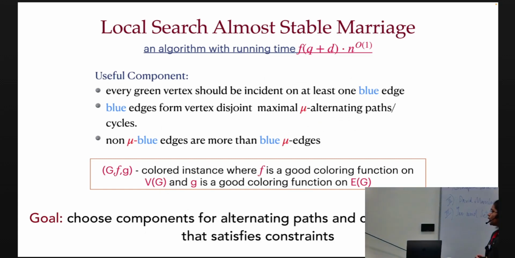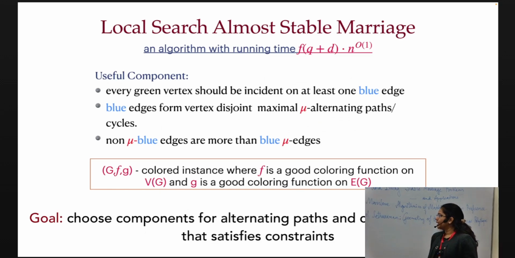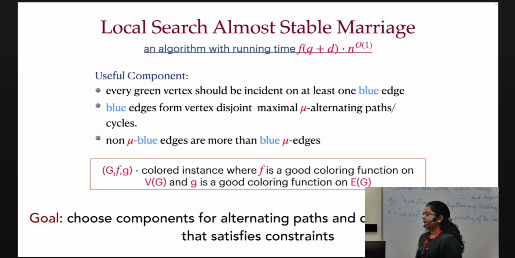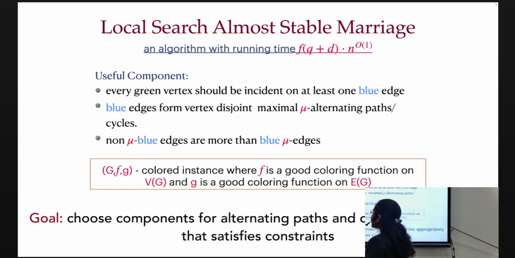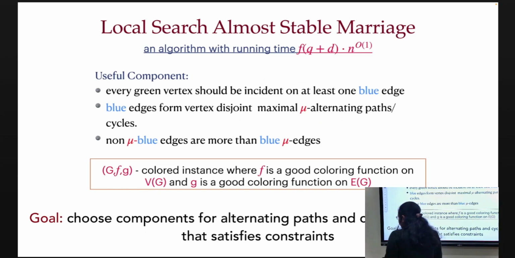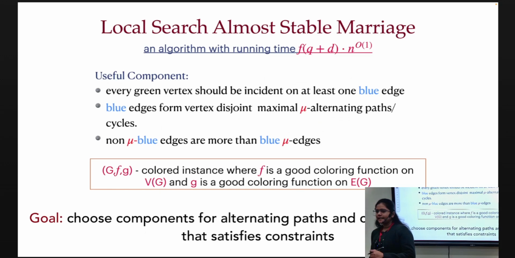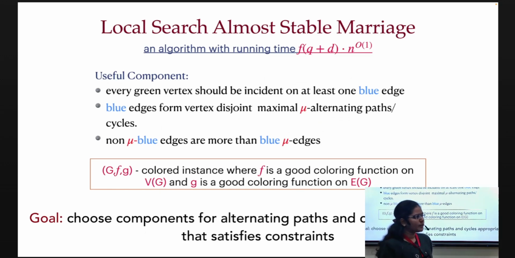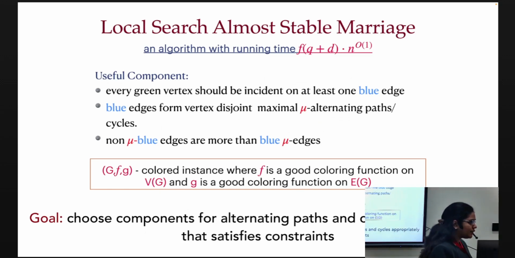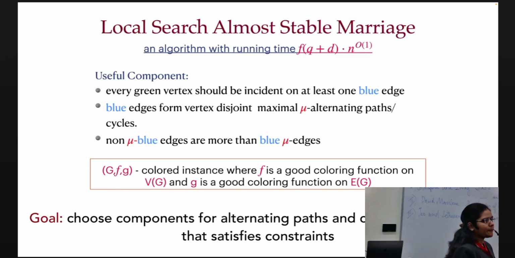Okay. Now the goal is to choose the components for alternating paths and cycles appropriately so that the constraints are satisfied. Now I know that in my useful component, eta edges are more than mu edges. It is also giving me the symmetric difference. So what are the other constraints?